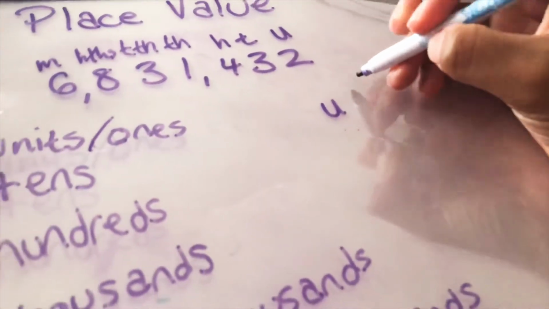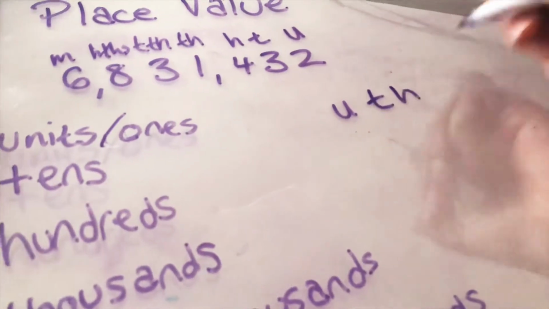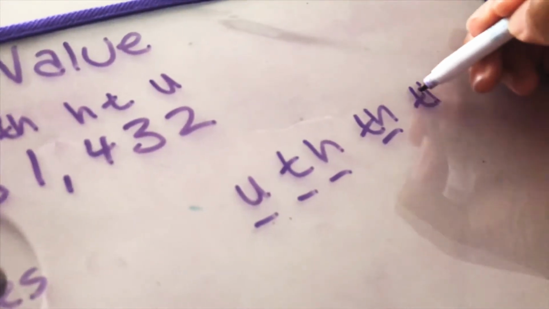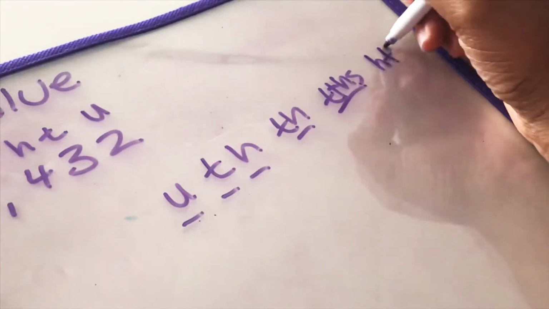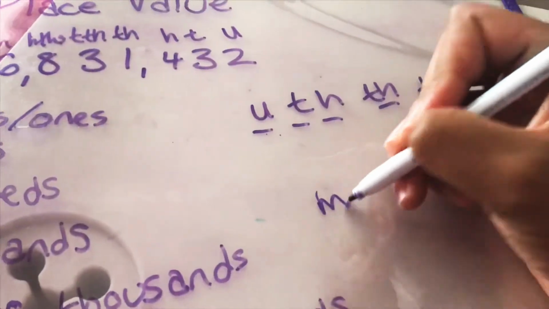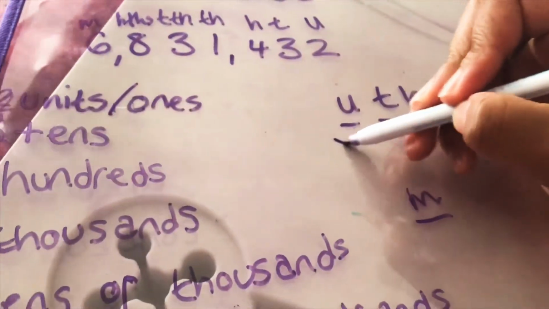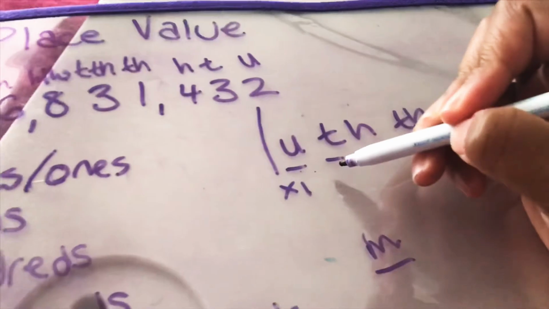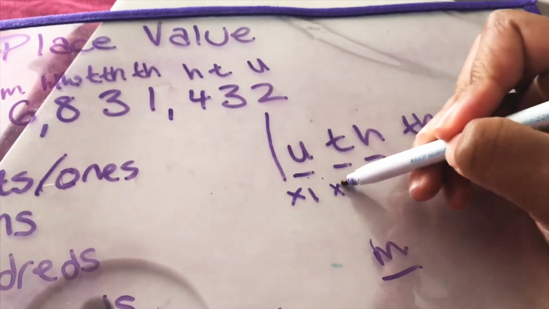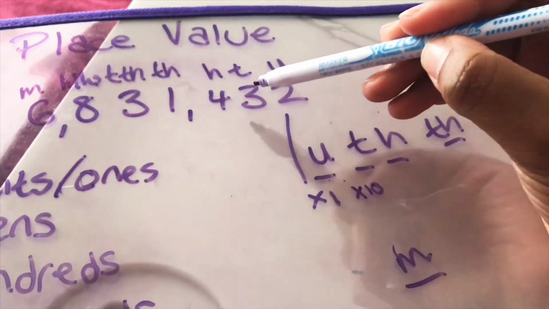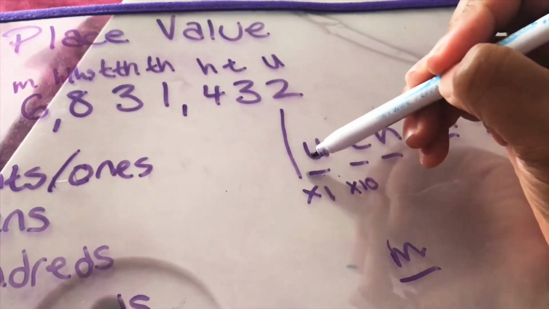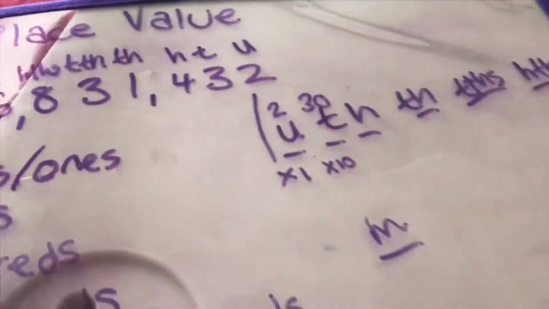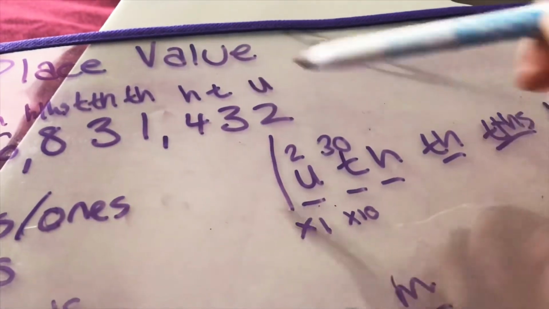We times them. I'm going to show you what we times each bit by. So units, tens, hundreds, thousands, tens of thousands, 100,000, and then we got a million. Okay, so this one, units, you times that by 1. So 2 times 1 is just 2, okay? Tens, we times that by 10. So how many tens? 3 times 10 is 30. So if they ask you what's the place value for the tens, it's 30.